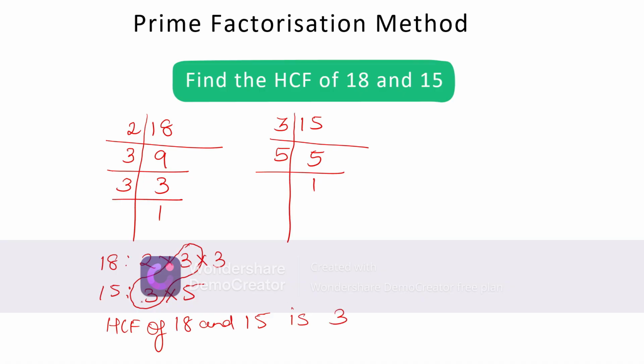You don't have to multiply 3 and 3, you have to count it only once. Like 3 into 3 is 9, but you don't have to take 3 into 3, it's only 3. So let's move on to the next example.